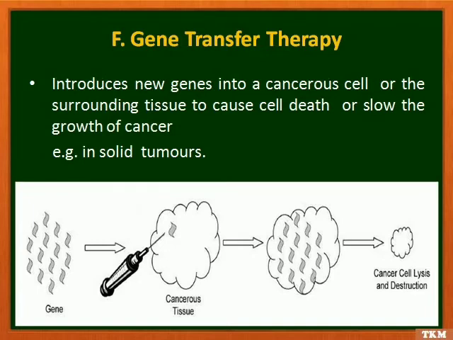The last approach is gene transfer therapy. It introduces new genes into a cancerous cell or the surrounding tissue to cause cell death or slow the growth of cancer. Examples are in solid tumors. So the genetically modified genes are introduced into the cancerous cell, wherein they replicate, and that leads to cancer cell lysis as well as destruction.